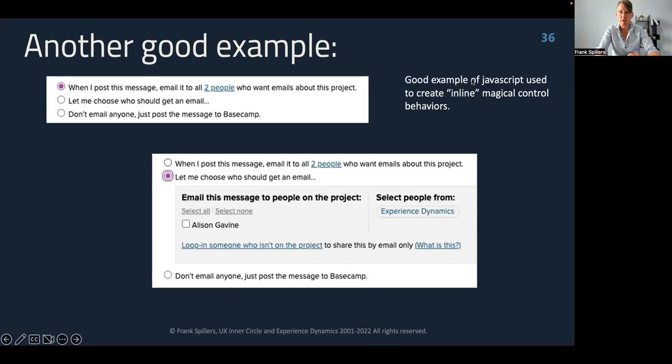Another good example is from Basecamp. You've got the radio buttons, and when you click on the middle one, it opens the subtask there, with sort of inline magical control behaviors using JavaScript or Ajax. So that's an example. That's a non-standard UI.